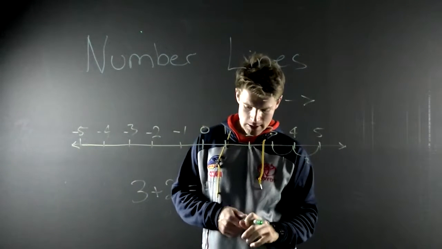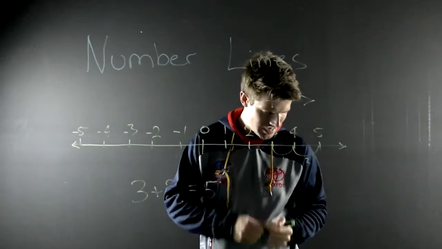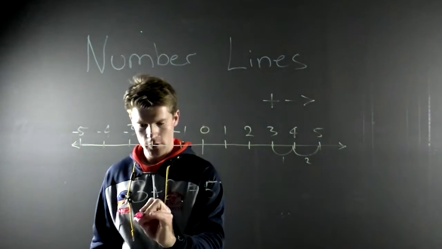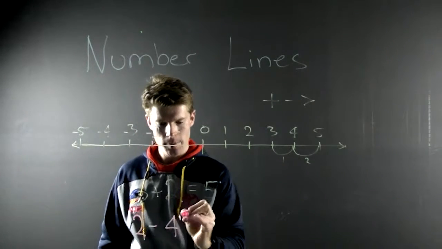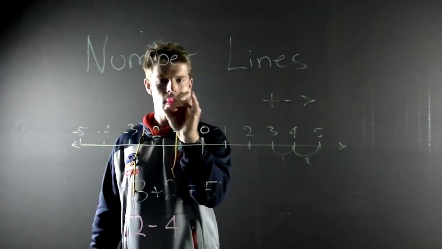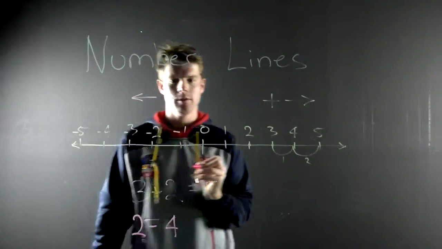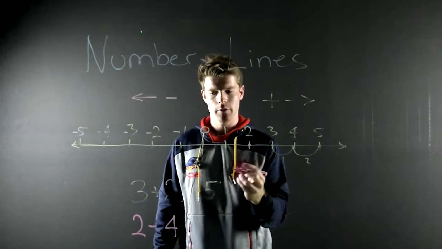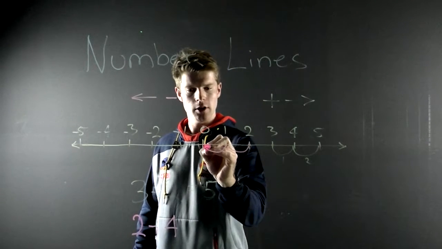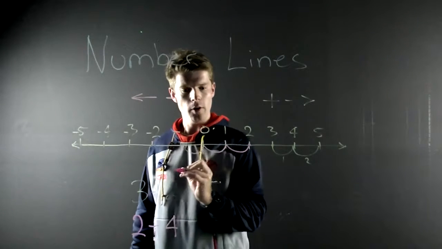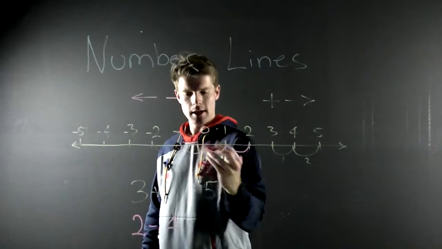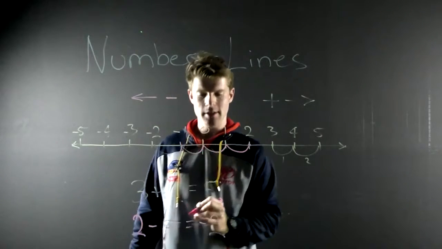Now, where it's really, really helpful is when we start looking at negative numbers. For example, if we have 2 take 4, we can find the number 2. When we take, we go to the left. So when we're subtracting, when we take, we go to the left. So we're going to go to the left 4 spots. 1, 2, 3, 4. That leaves us with an answer here that we can see as negative 2.